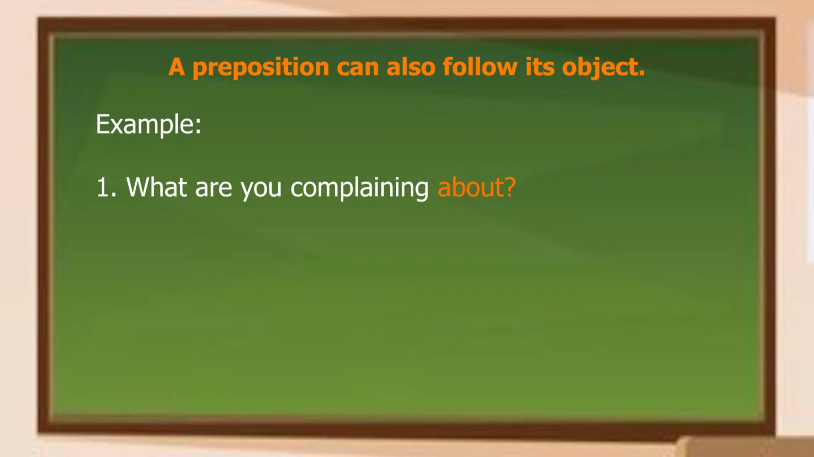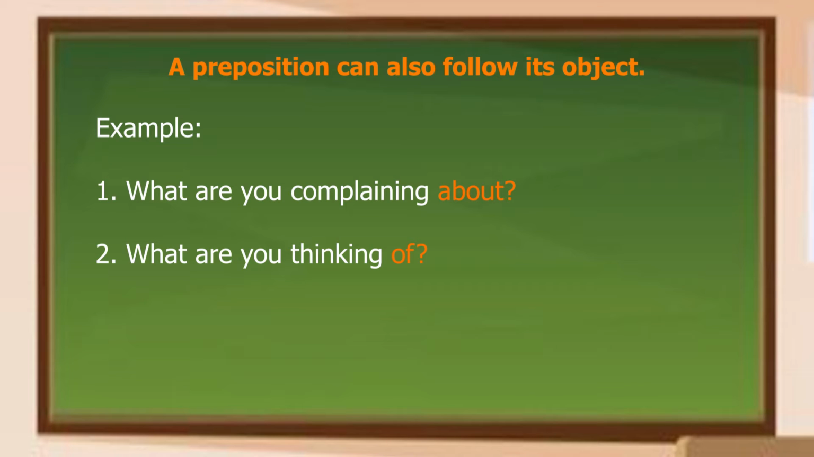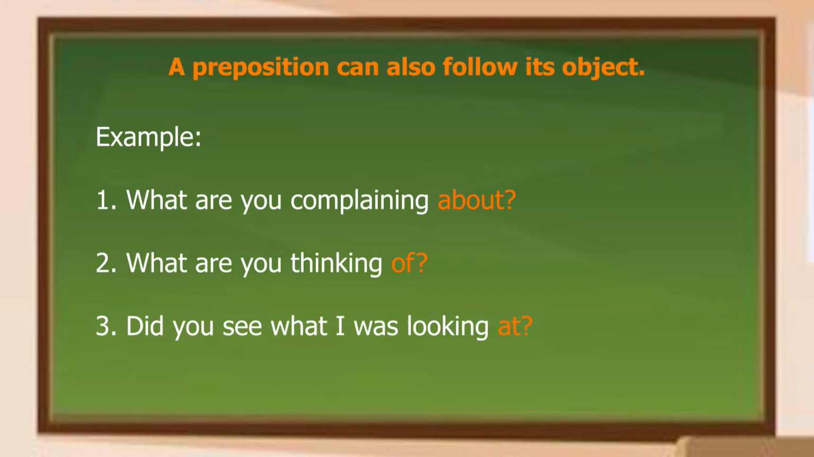What are you complaining about? Notice here how the preposition about follows. It comes after the object. What are you thinking of? Once again, the preposition follows its object. Did you see what I was looking at? We have the preposition at following the object in the sentence.